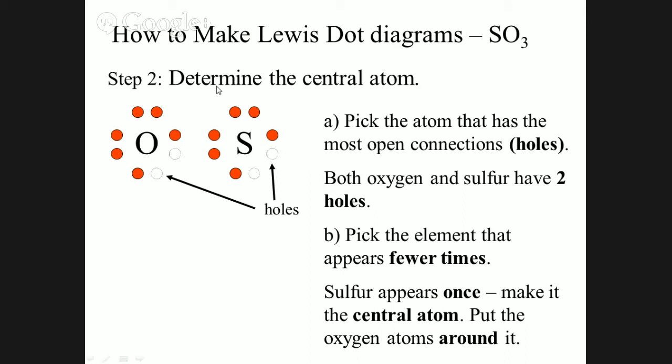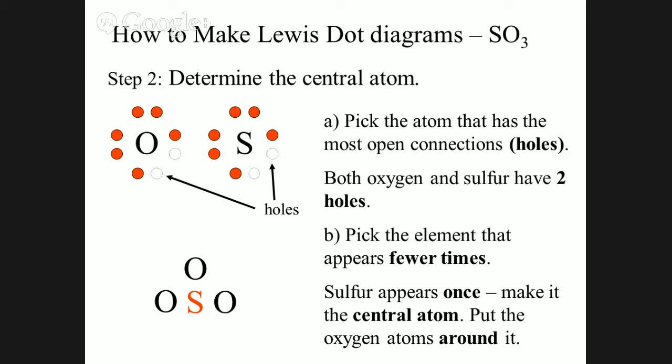Step 2, we have to determine basically what I call the central atom. What atom is going to go in the middle, and the other atoms are going to go around it. Generally speaking, you pick the atom that has the most open connections, the most holes. In other words, it can bond the most times. In this particular case, both oxygen and sulfur have 2 holes. And so there is a second way to decide which one to pick. You pick the element that appears fewer times. This molecule has 1 sulfur and 3 oxygens, so we're going to make it so that the sulfur ends up being in the middle and the oxygens will go around it.